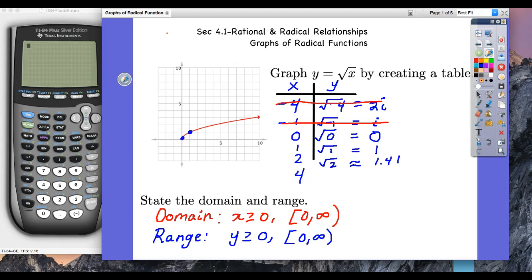That's my next value. So I'm not actually going to plot this point. I'm going to pick 4, the square root of 4 is equal to 2. So my next point is 4, 2. And notice if you go all the way out to 9, the square root of 9 is 3. So there is how we draw that graph.